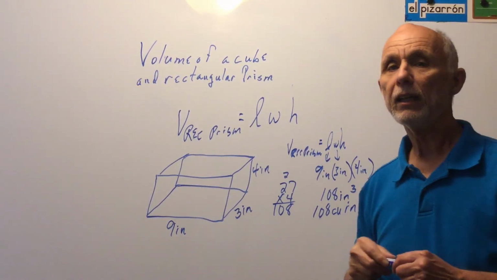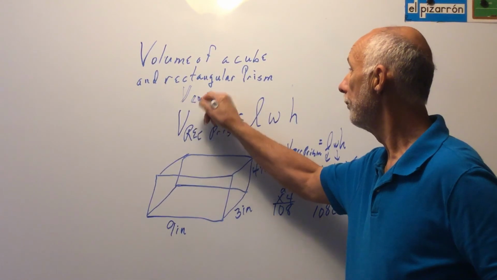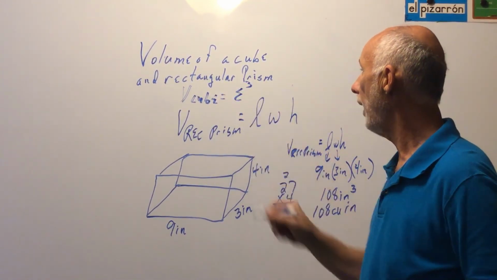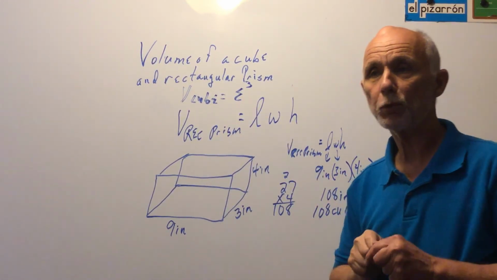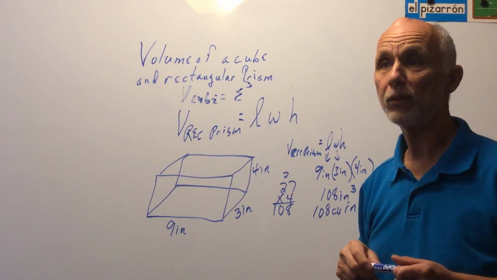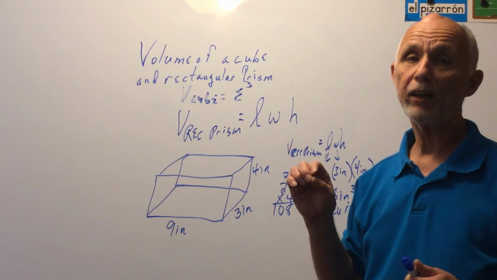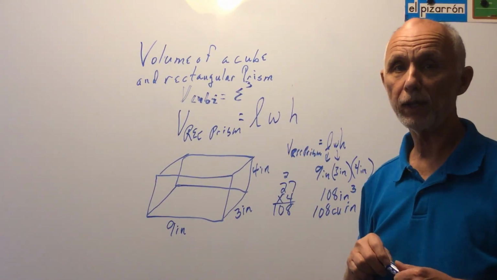And again, if you know those two formulas, volume of a cube is equal to the edge to the third power, and volume of a rectangular prism is length times width times height, then you can find the volume of any cube or any rectangular prism by taking the formula, replacing the variable with its value, and using the order of operations to work it out.